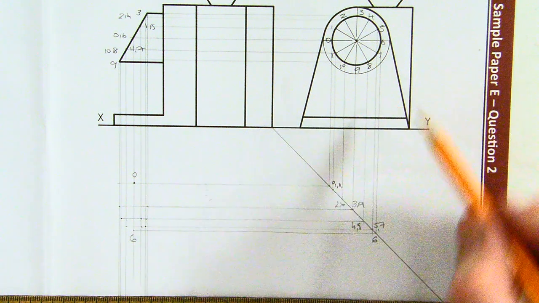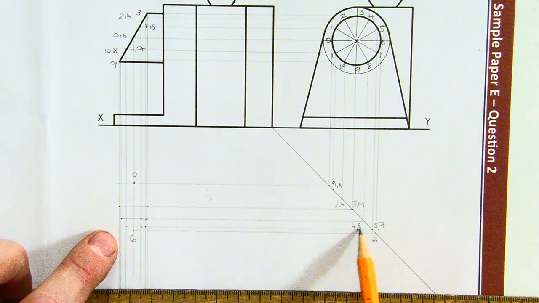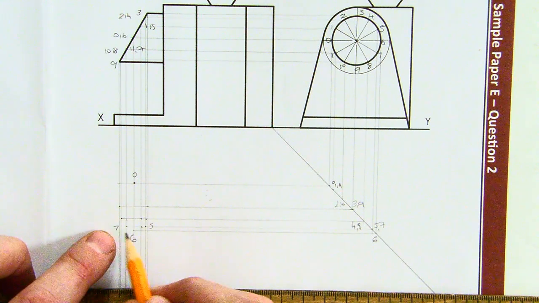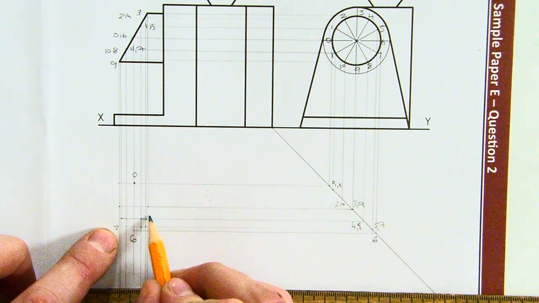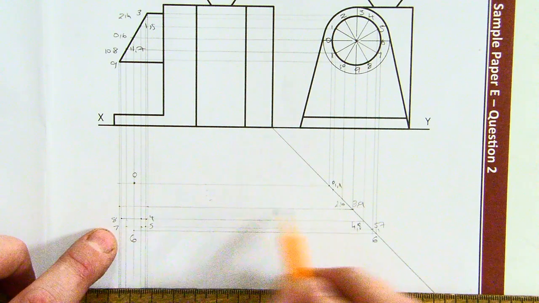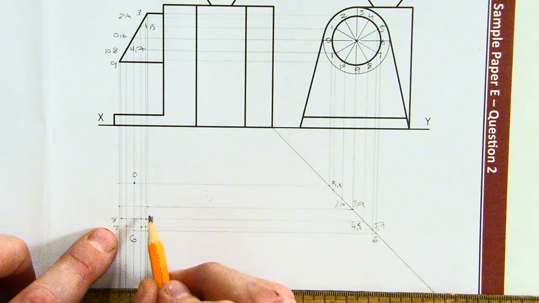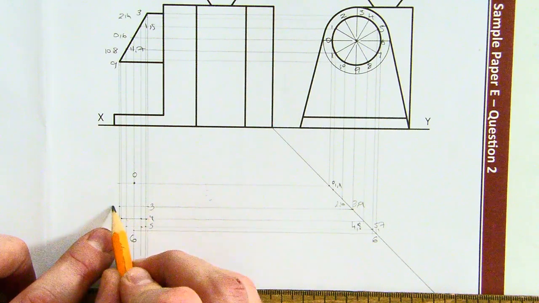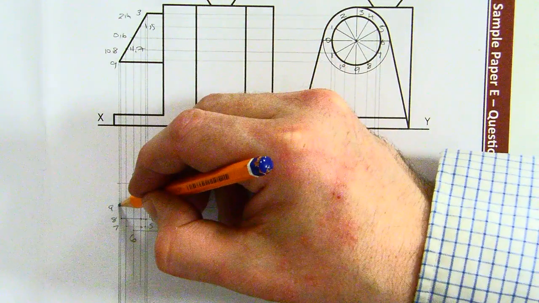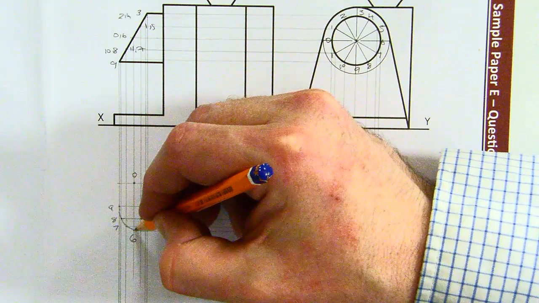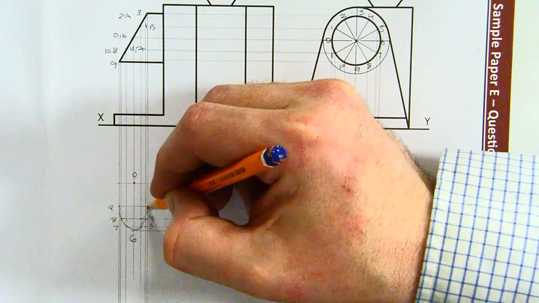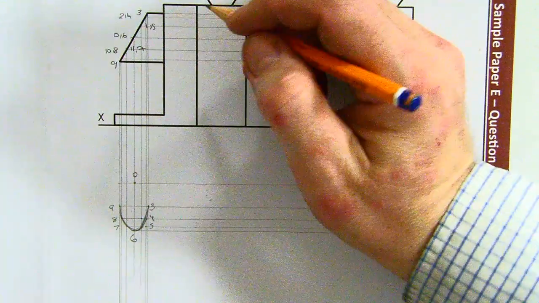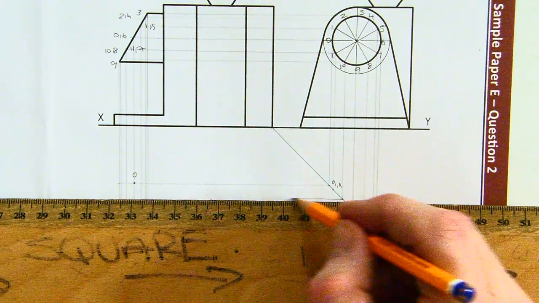Okay, so we follow these down. 6 is here. 5 and 7 are along this line. 5 is out here, 7 here. Next is 4 and 8. And next is 3 and 9. 3 here, 9 here. And you can start now if you want to draw in that bottom half of that curve. And you're going to do the same at the top, 2 and 10.